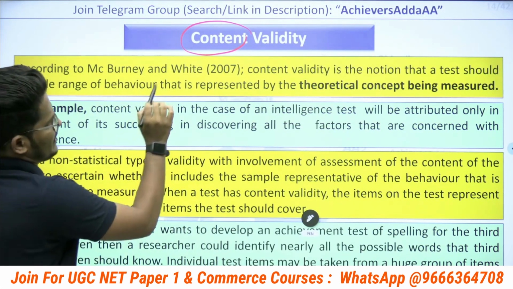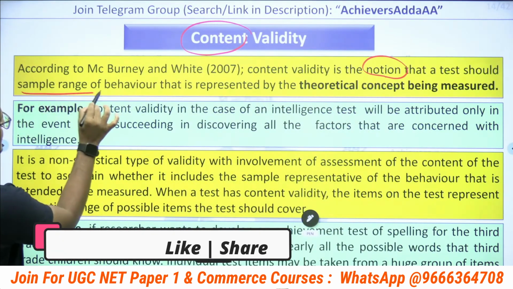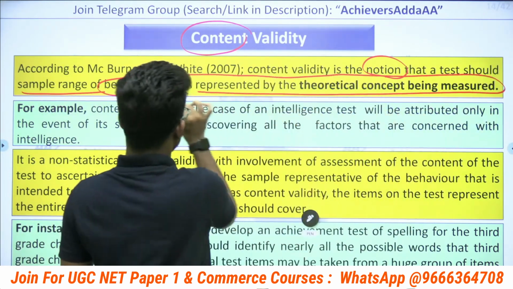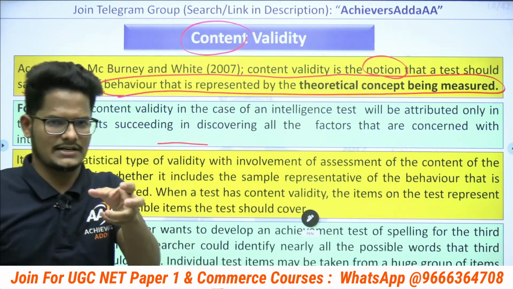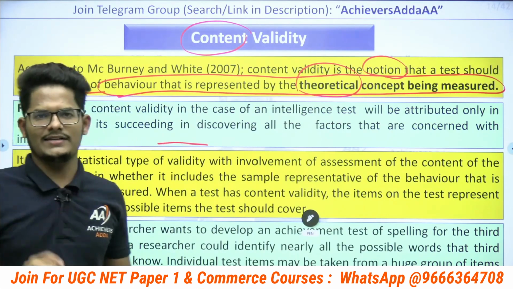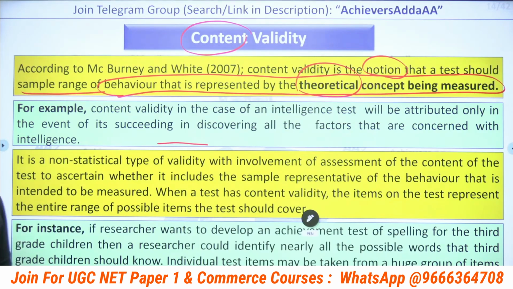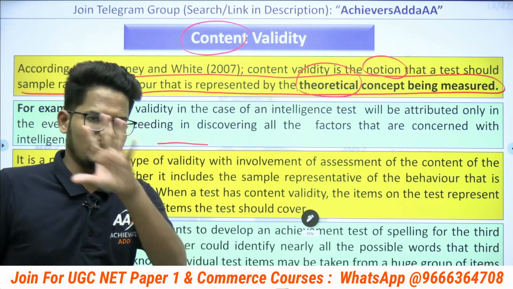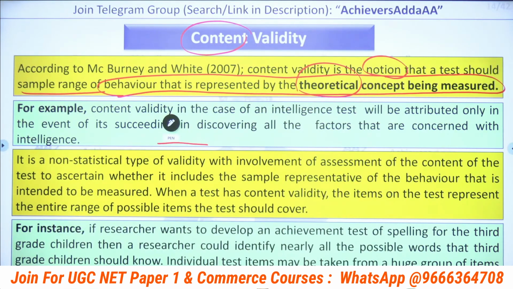According to McBurney and White, it is a notion that a test should be a sample range of behavior that is represented by the theoretical concept being measured. So whatever the theoretical concept behind every type of test or subject, when you are able to measure that theoretical concept, that validity is called content validity. When you are in a position to measure the theoretical concept of the particular subject under study, that is called content validity.